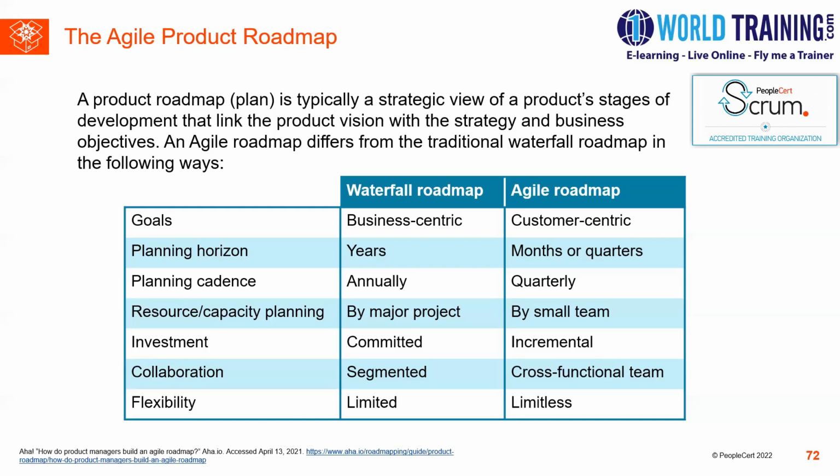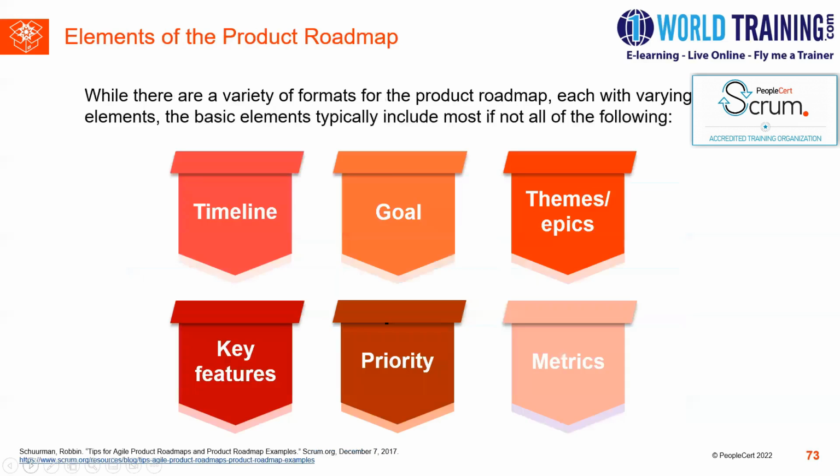If you want to read further on top of it, you can always click on this link for your reference. How do product managers build an agile roadmap is the latest document which you can refer to.